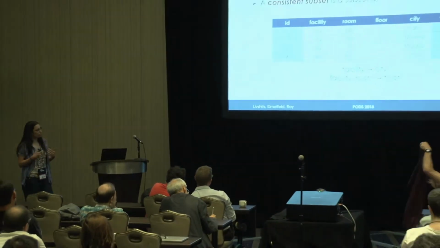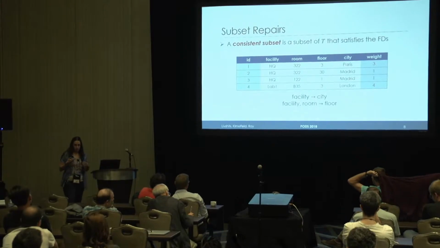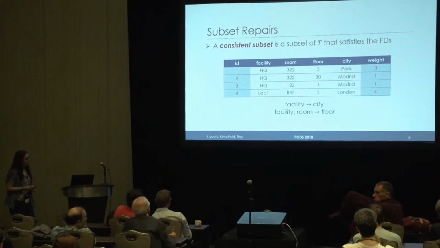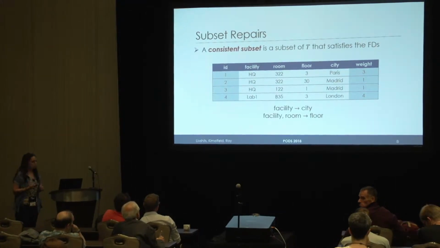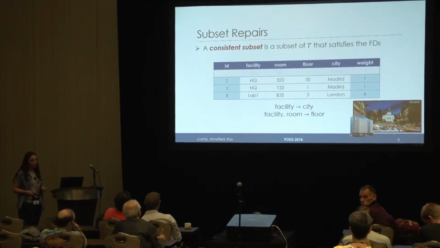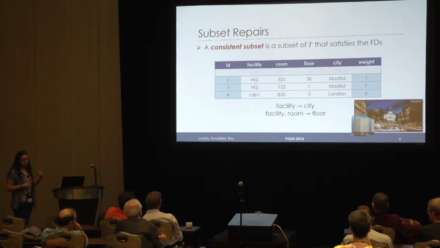So I'll start with the problem of computing optimal subset repairs. And we'll start with the formal definitions. A consistent subset is a subset of the tuples that satisfies the functional dependencies. Here we remove tuples to resolve the inconsistencies. So for example, we can remove the first tuple. Now we know that the headquarters is located in Madrid, and this is a consistent subset.